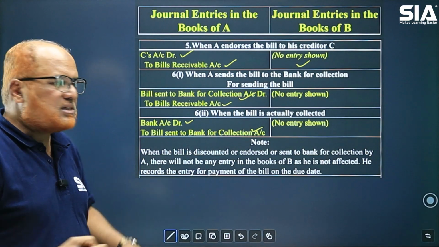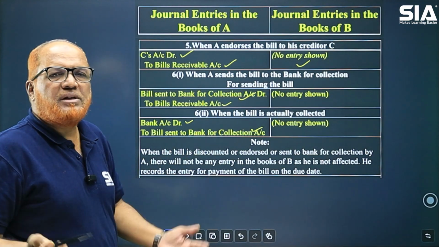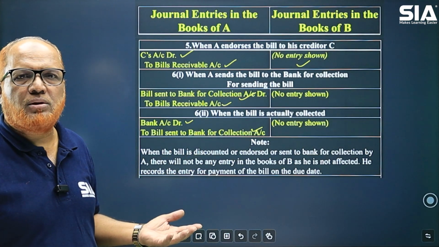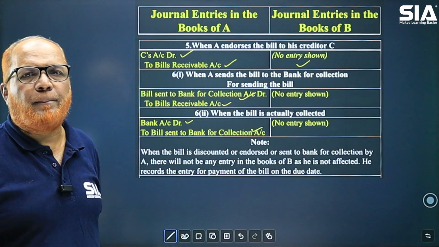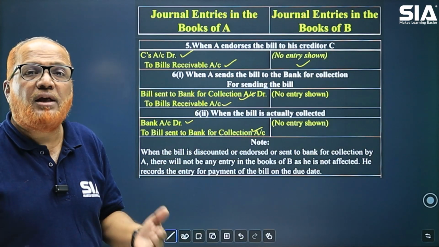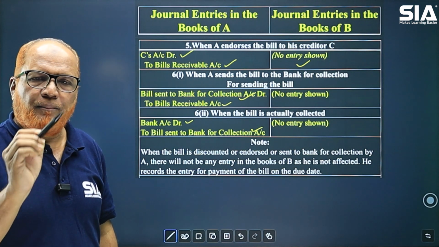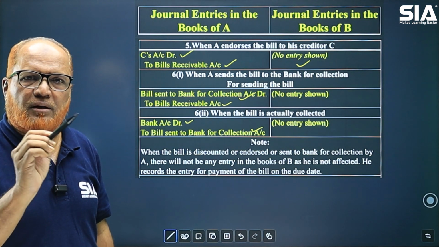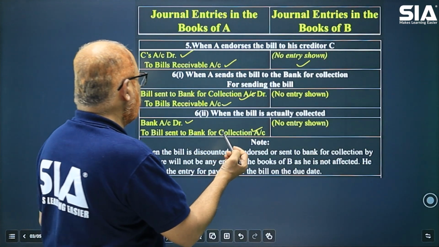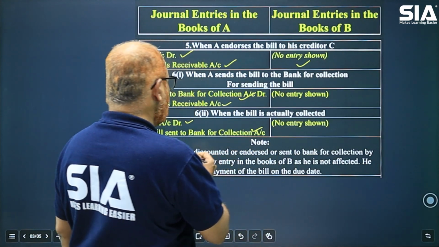When the amount is received, we have credited. The bill sent for collection account is closed, right? In the books of B, because he is honoring the bill, he is paying the amount. So the entry will be bills payable account debit to cash. You can see here, bills payable account debit to cash.